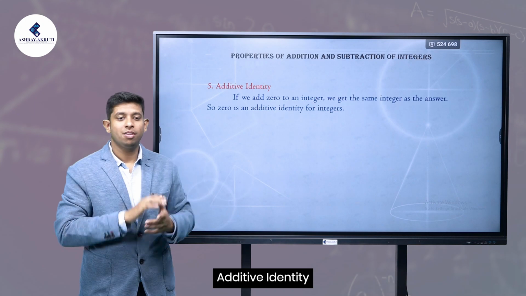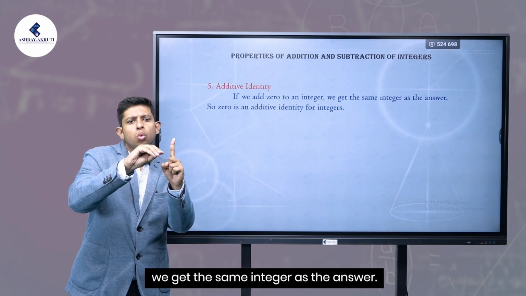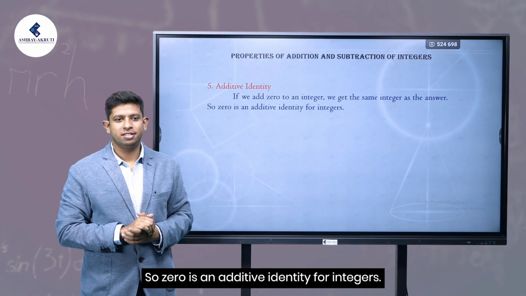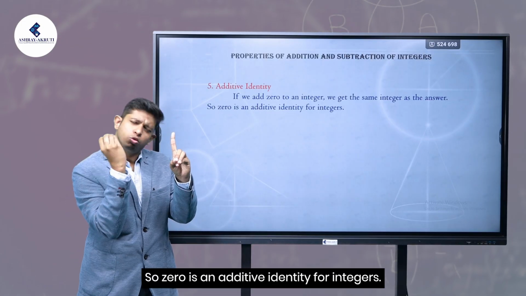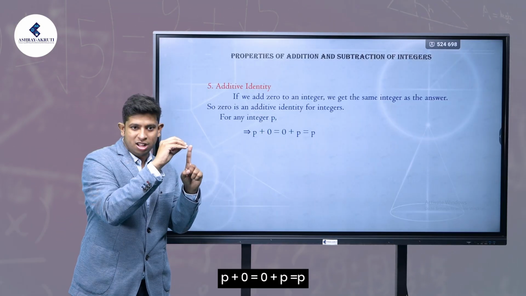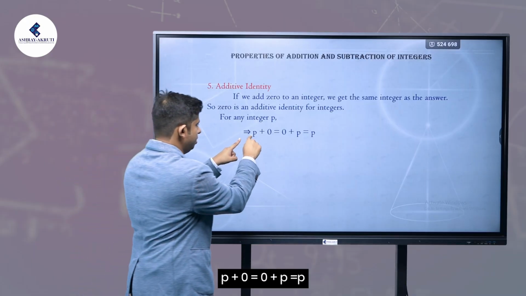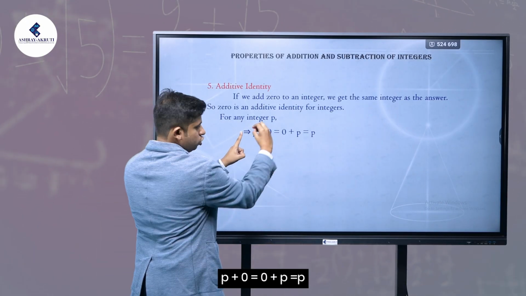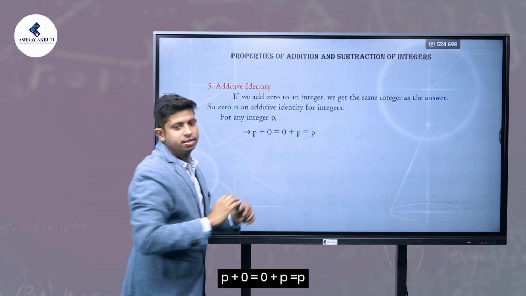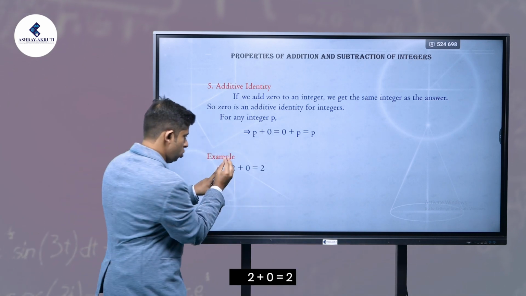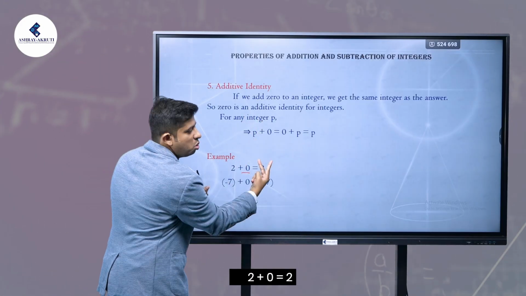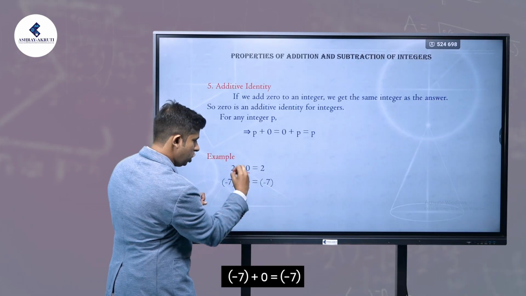Additive identity. If we add 0 to an integer, we get the same integer as the answer. So, 0 is the additive identity for integers. For any integer p, p plus 0 is equal to 0 plus p is equal to p. Example: 2 plus 0 is equal to 2. -7 plus 0 is equal to -7.